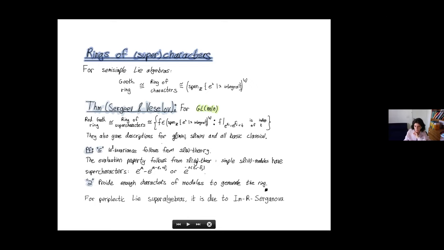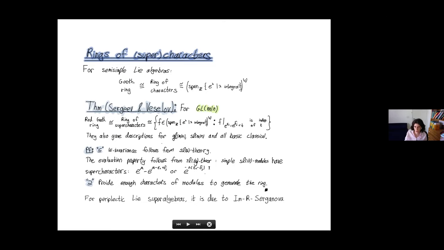Their proof goes in the following way. One side is easier: to show that every character is supersymmetric. First of all, the W invariance follows from SL2 theory, and the evaluation property follows from SL11 theory, because simple modules of SL11 can be two-dimensional or one-dimensional. When it's two-dimensional, the super character is e to the mu minus e to the mu minus alpha. So if I evaluate e to the epsilon i equals e to the delta i, I'm evaluating alpha goes to zero. And then this character goes to zero, and in particular, it's independent of t.